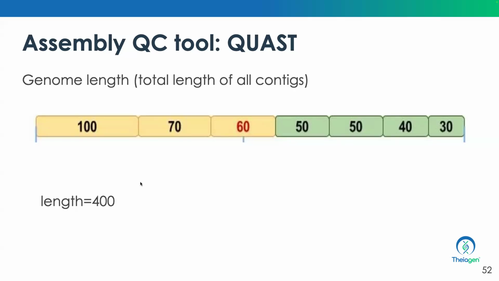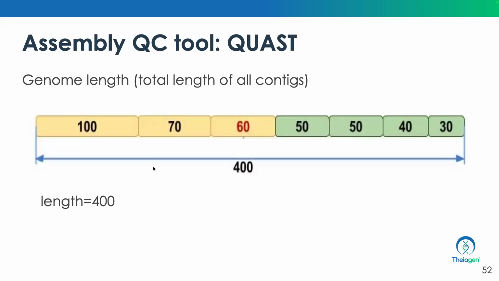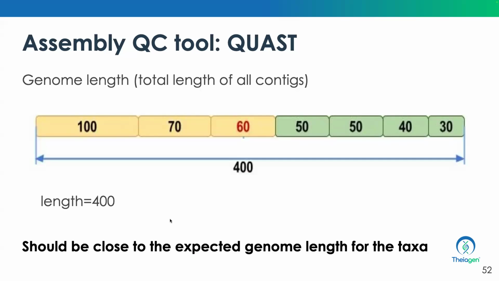So the second thing is the genome length, or the total length of the contigs. Again, you want this to be as close as possible to your expected genome length for that specific pathogen or taxon that you're working with. So if your genome length is 500 bases, 400 is probably a good length for the contigs, but you don't want something that's quite low.